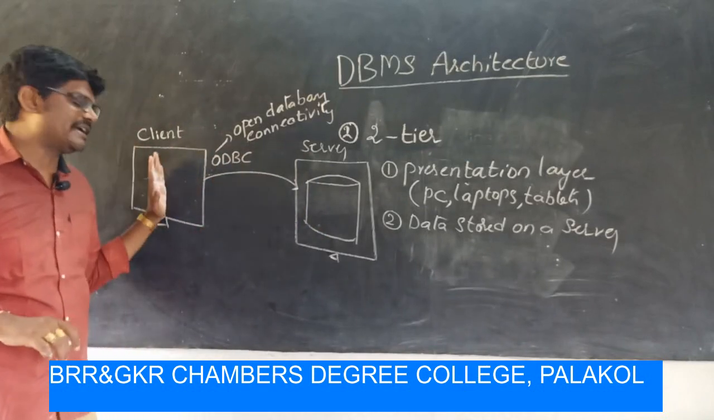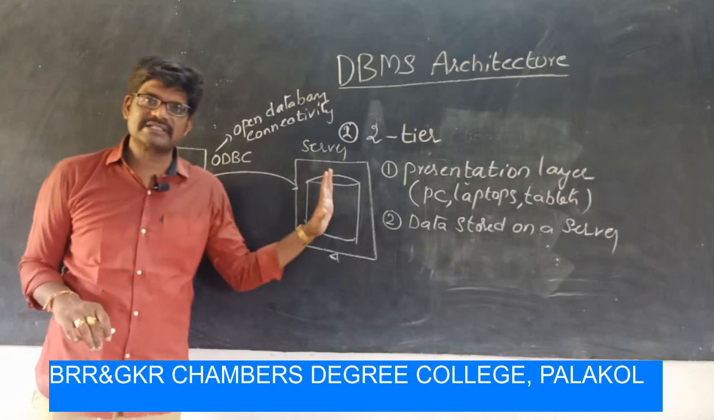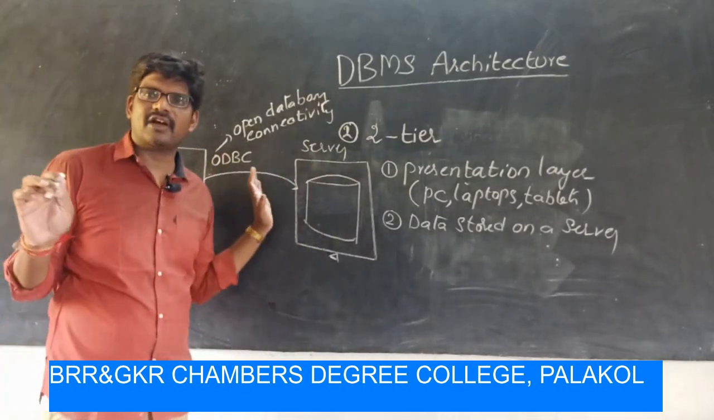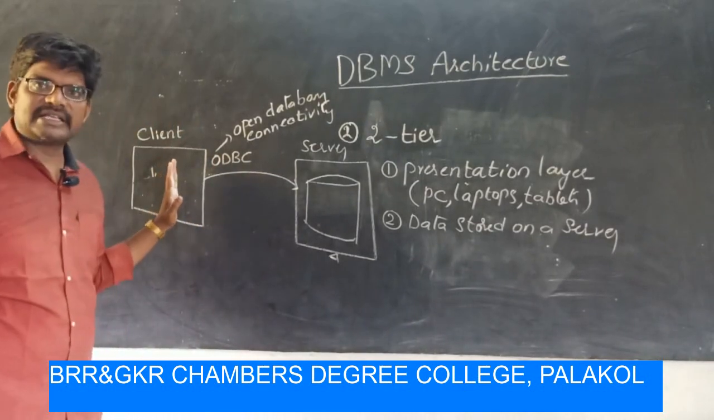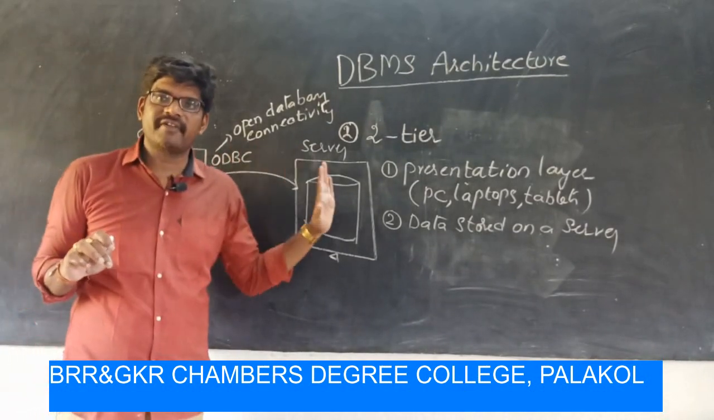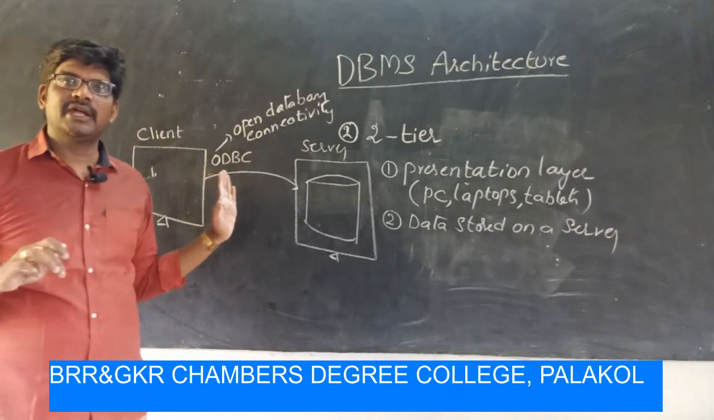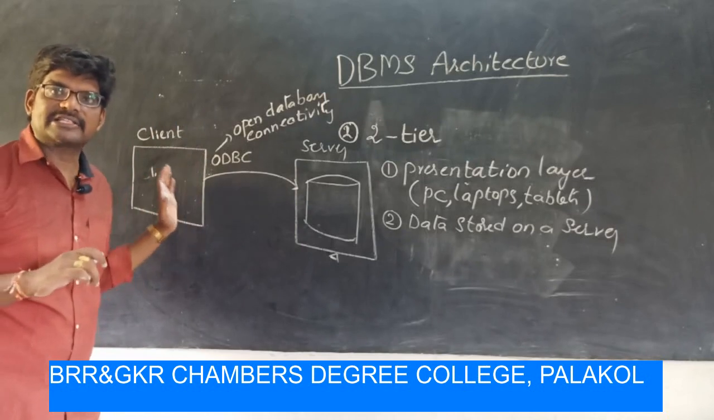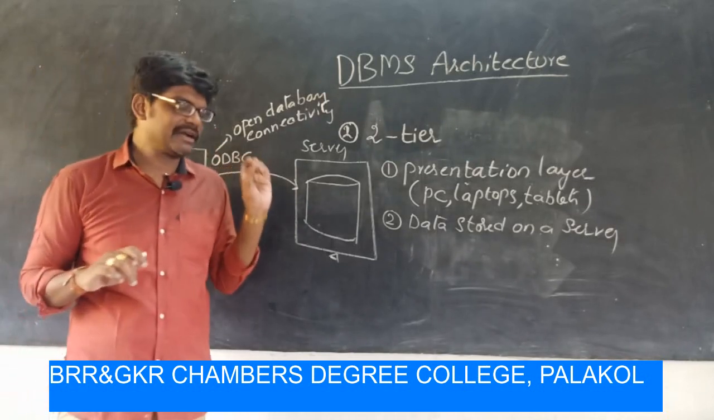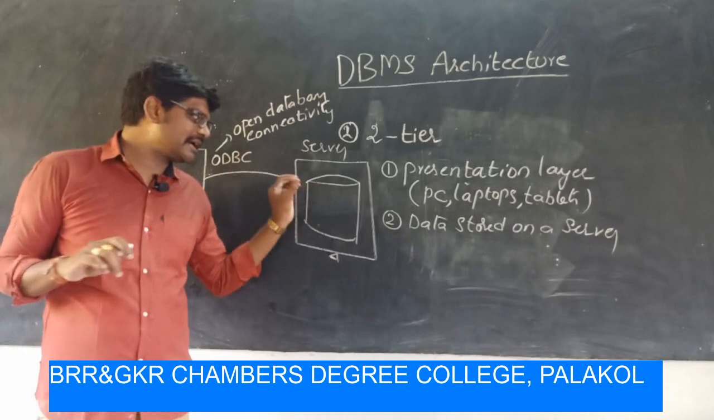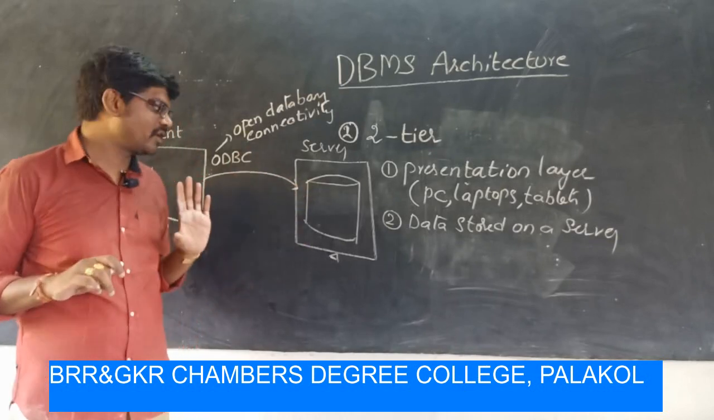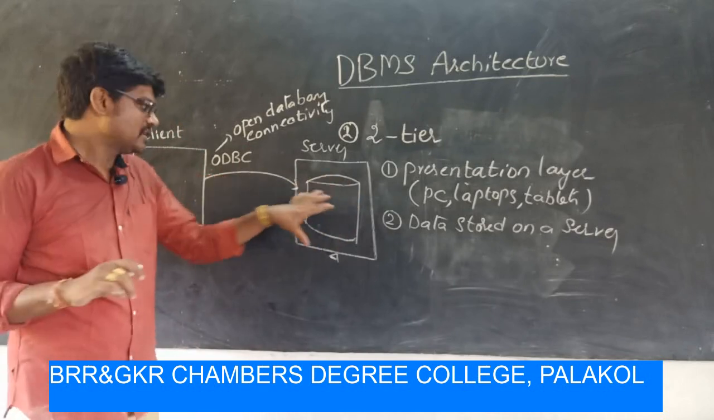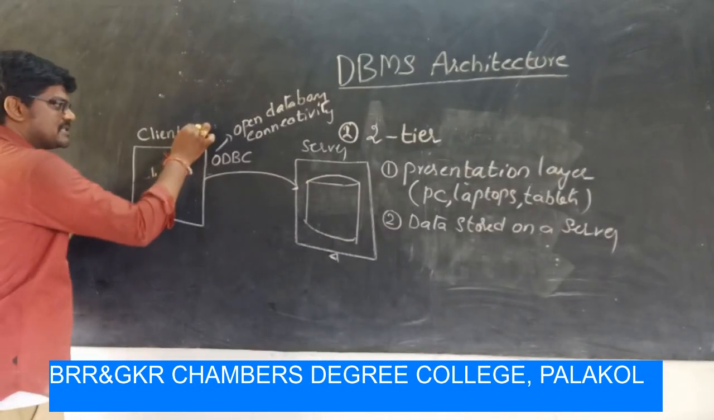Okay, so this is the client side system and this is the server side system. In this environment, we are discussing the two-tier architecture, which provides additional security to the DBMS. It is not exposed to the end users. That means we cannot access the data within the database directly. So this is the actual server, and this is the client.